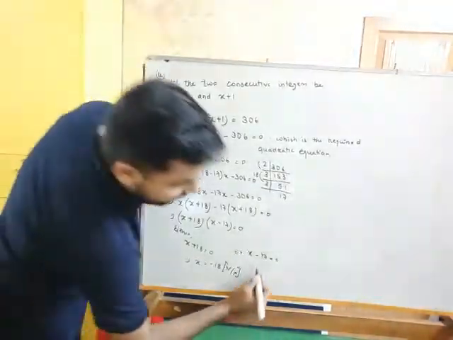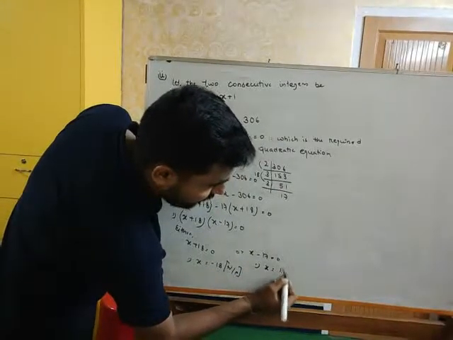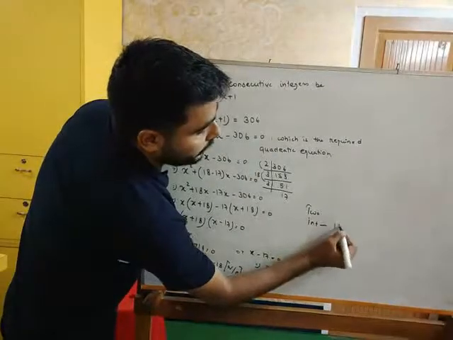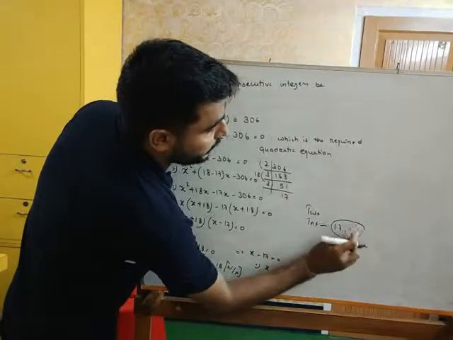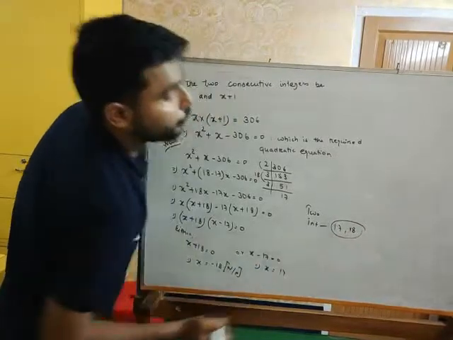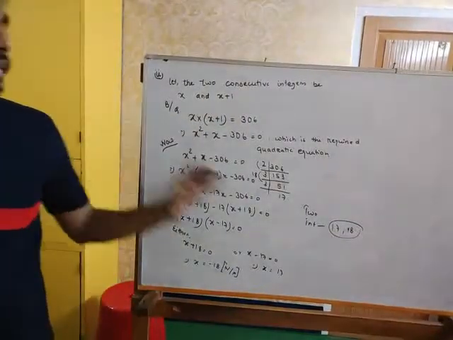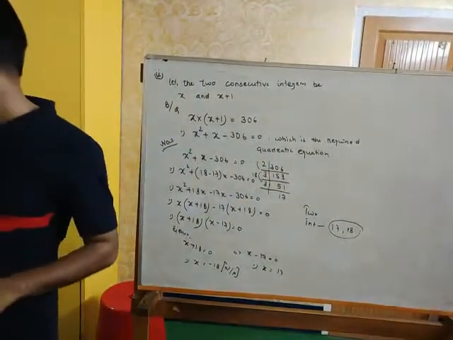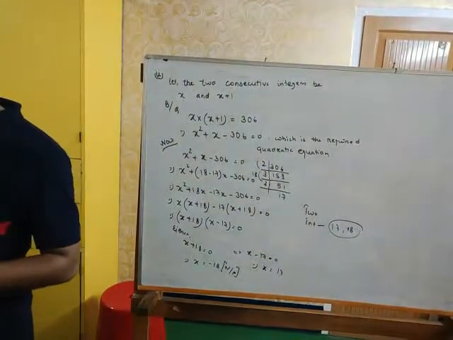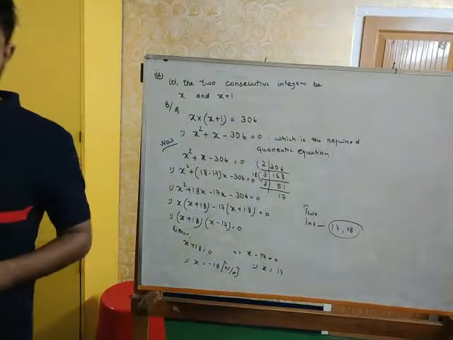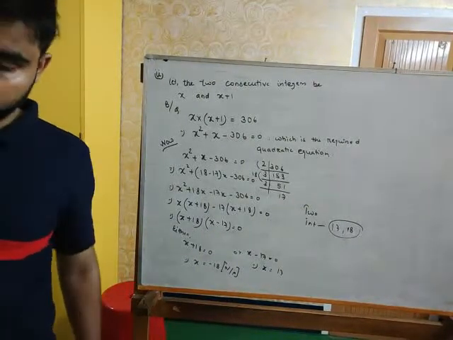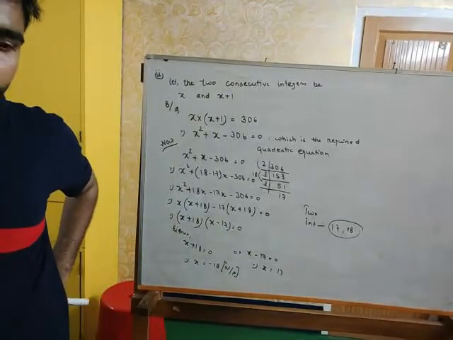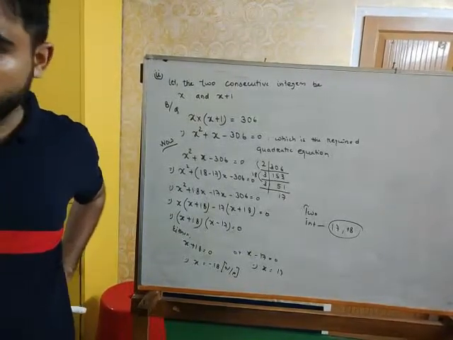Okay. So what will be the value of x? X will be 17. So the two integers will be what? One is 17 and the other one is 17 plus 1, which is 18. These are the two consecutive integers which when multiplied give you 306. Any doubt with this question? Any doubt anyone?